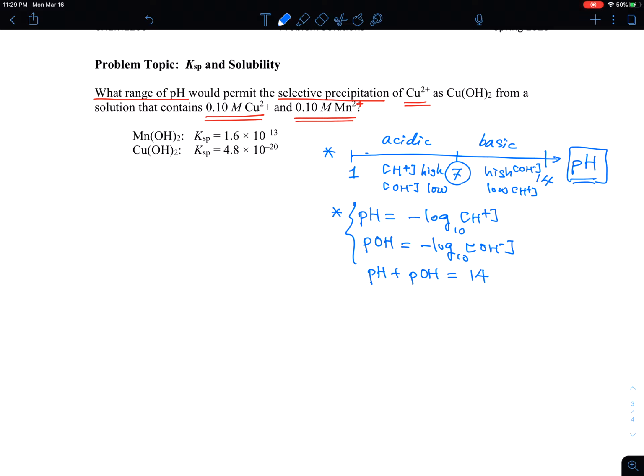Then for the range of precipitation, to find what pH will form a precipitate, we need to calculate the value Q, as we discussed before. When Q is bigger than Ksp, precipitation will happen. If Q is smaller than Ksp, no precipitation. Okay, so that's the overview. Let's solve this problem one by one.